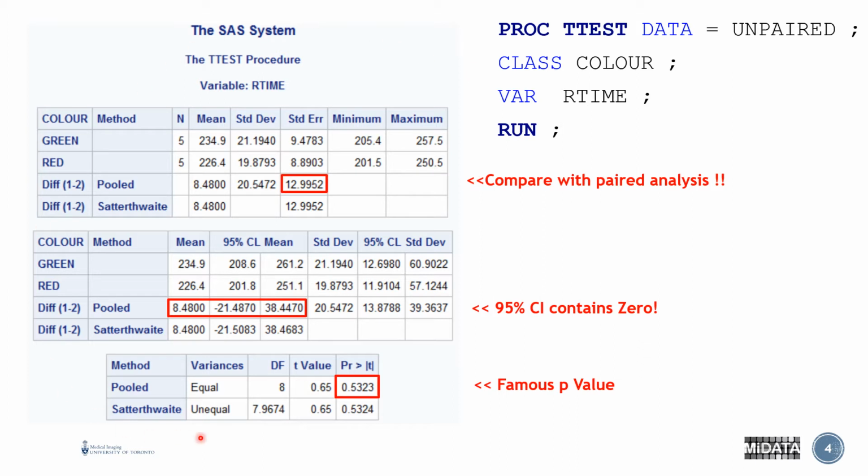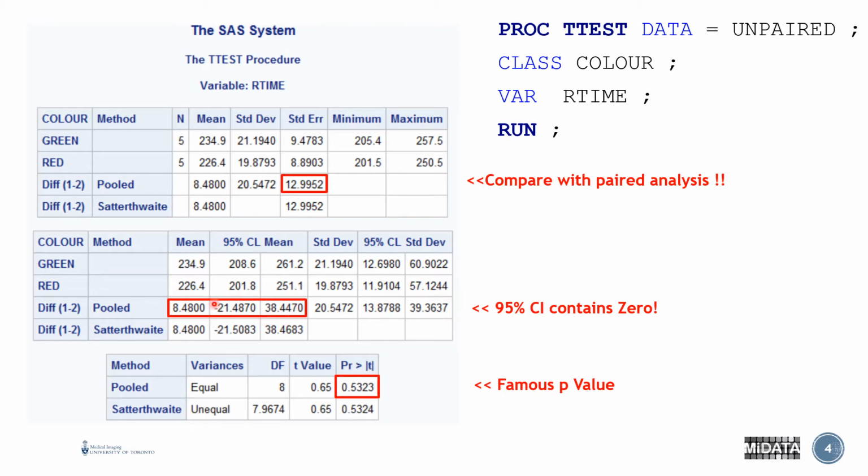Now, there's a lot to talk about in this output, but we're just going to point out the few things that we'd like to start with. When you look at the difference, the mean difference is 8.48. And the question, of course, is if they were not different, so that we fail to reject the null hypothesis, it means that the difference would actually be 0, correct? And so the question is, is 8.48 significantly different from 0? And right away you see in the 95% confidence interval that it contains 0. So that should be your first red flag.